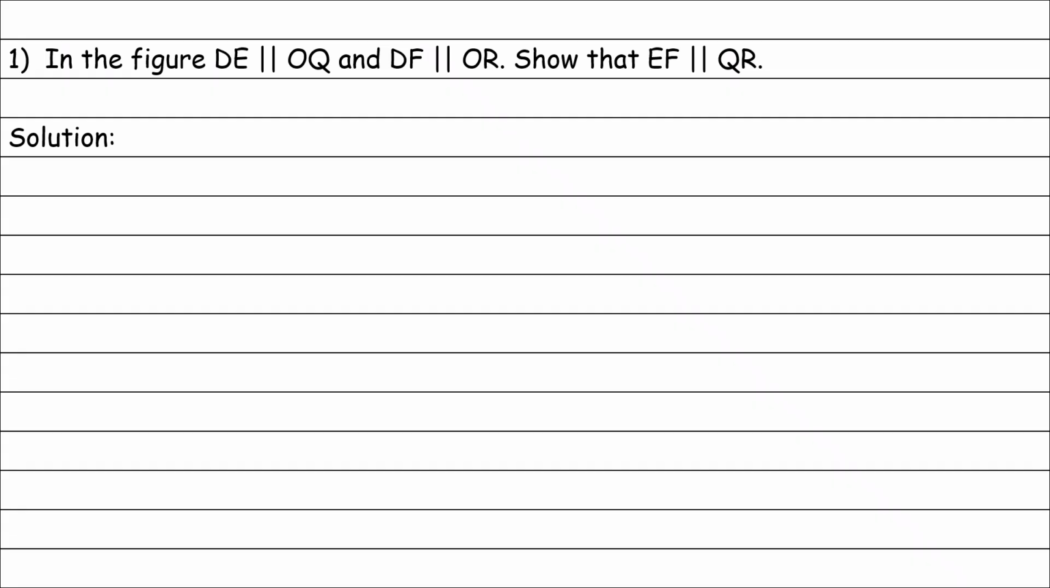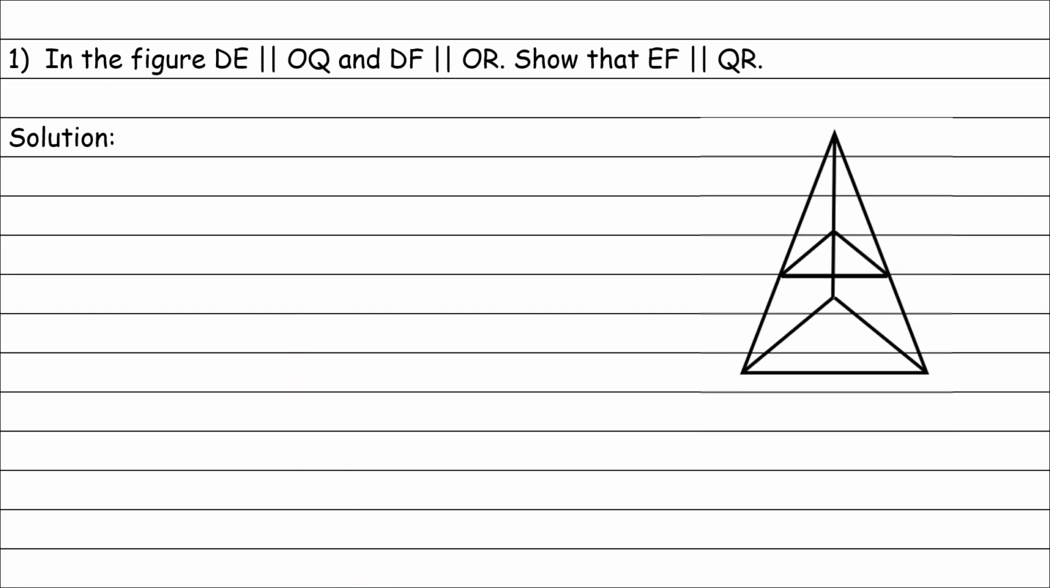So let's just see the question in the figure. There is a figure and let me mark the respective points so that we can understand the problem. This triangle is PQR, P, Q and R. This point right here is D. This point right here is O. And these two points are E and F.